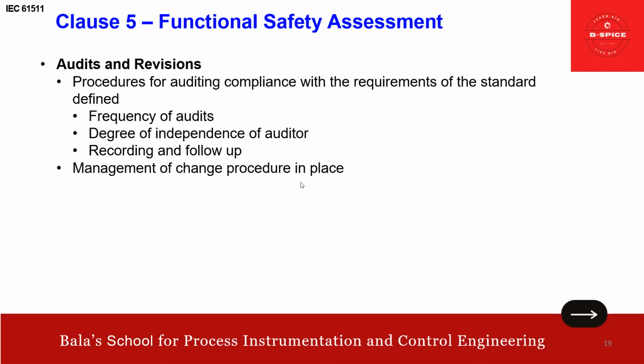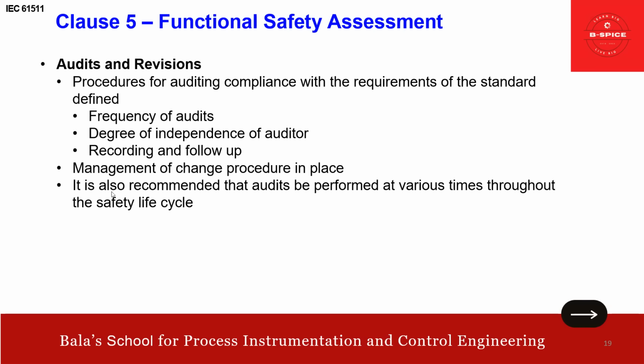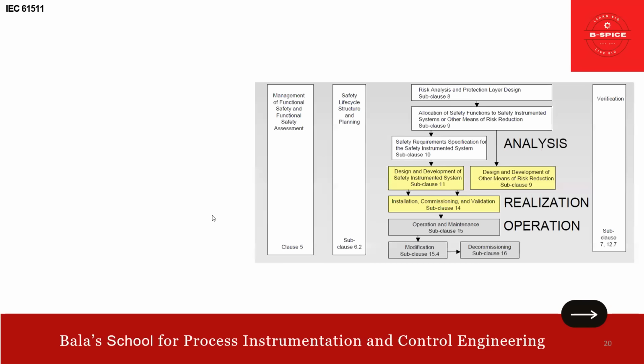For example, friends, if you are an end user in a plant, we have some insurance requirements. So a lot of documentation will be there. And one of them is the proof test. Like you need to do the proof test once in 6 months, or once in a year, and you have to keep a record. When insurance comes, they will do all this auditing. That is the point here. So it is also recommended that the audits be performed at various times throughout the safety life cycle. Okay, so that's about the audit.